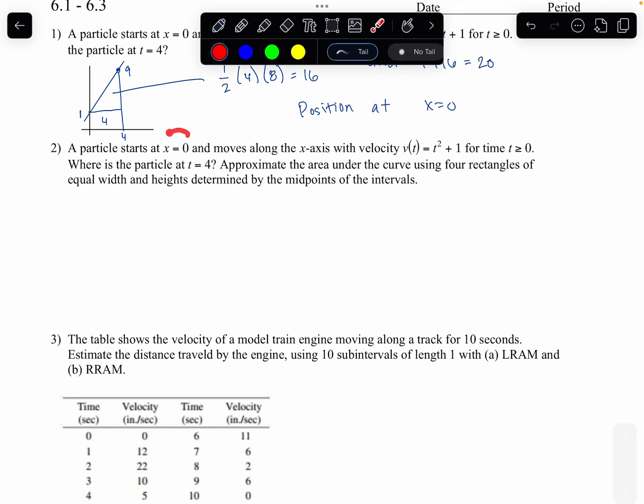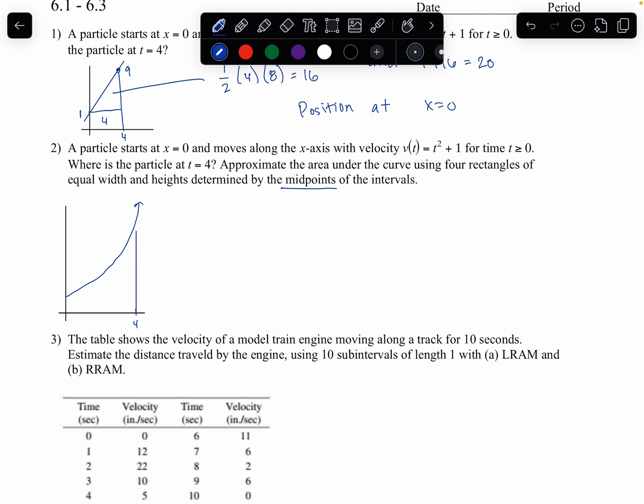A particle starts at x equals 0, moves along the x-axis, and it's given this velocity. Where is the particle at t equals 4? Approximate the area under the curve using 4 rectangles of equal width and heights determined by the midpoints of the intervals. So this curve that we have is just a parabola, for t greater than 0, so we have a parabola that's being moved up 1 unit. So maybe it looks something like this right here. And we're going to t equals 4.